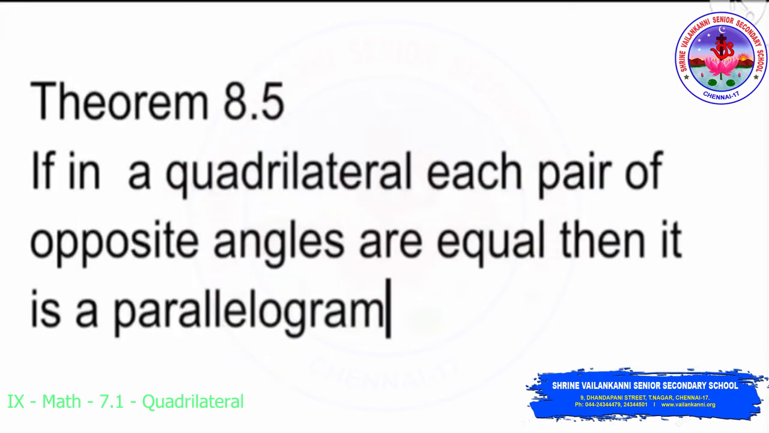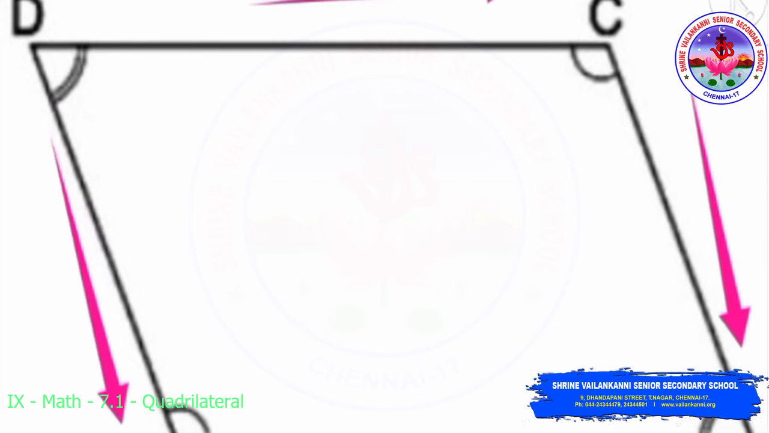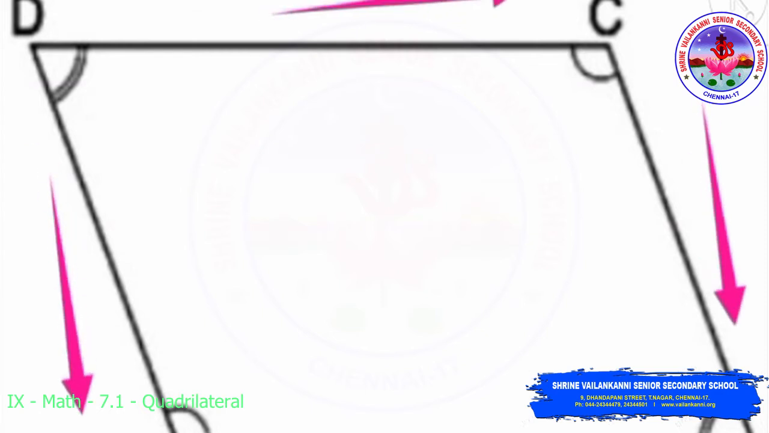Coming to theorem 8.5: if in a quadrilateral each pair of opposite angles are equal, then the quadrilateral gets the shape of a parallelogram. We are drawing a quadrilateral ABCD. So we are going to prove that if in a quadrilateral we find angle A is equal to angle C and angle B is equal to angle D, then the quadrilateral ABCD gets the shape of a parallelogram. So I want to prove that ABCD is a parallelogram.